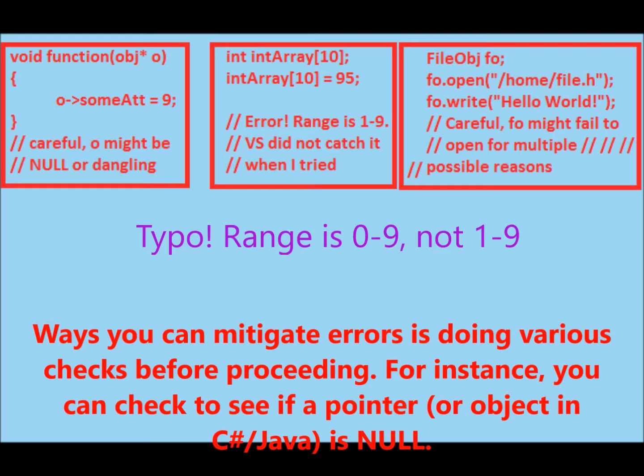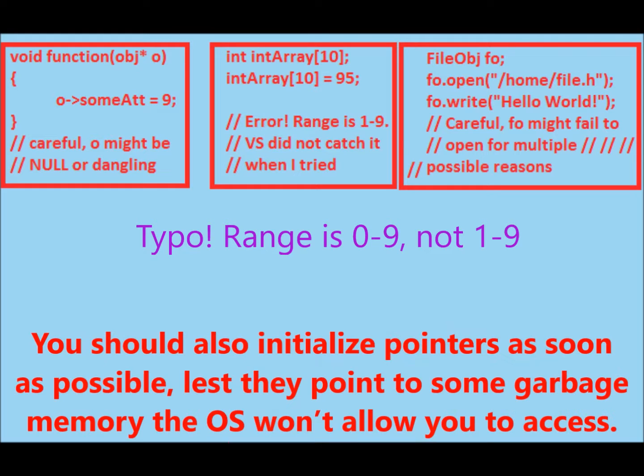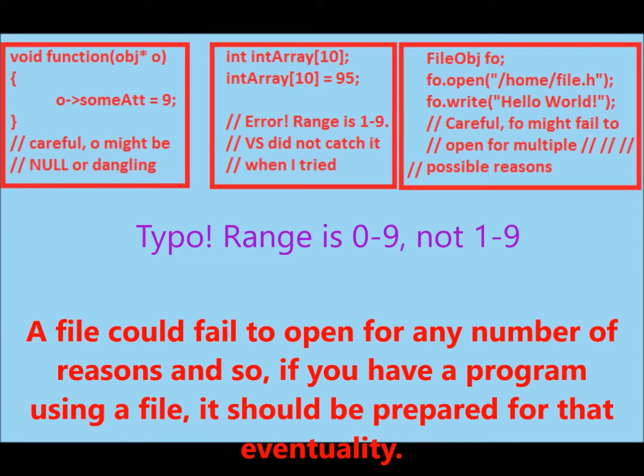Ways you can mitigate errors is doing various checks before proceeding. For instance, you can check to see if a pointer, or object in C# and Java, is null. You should also initialize pointers as soon as possible, lest they point to some garbage memory the OS won't allow you to access. A file could fail to open for any number of reasons, and so, if you have a program using a file, it should be prepared for that eventuality.